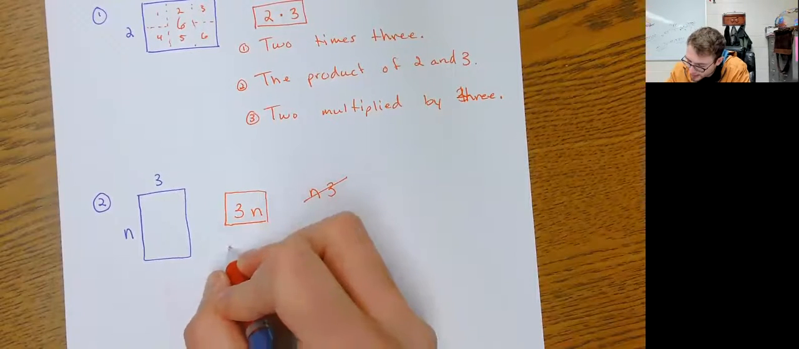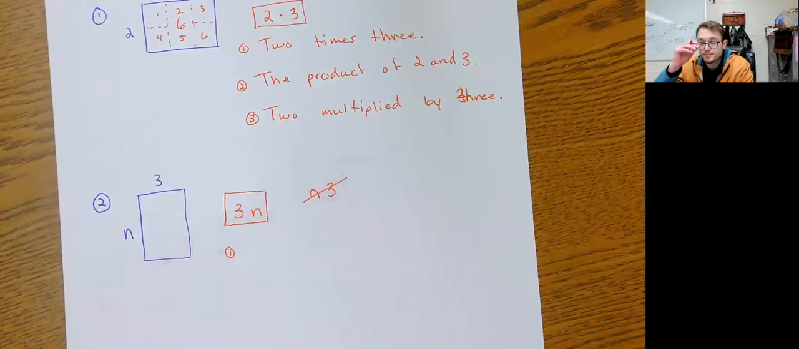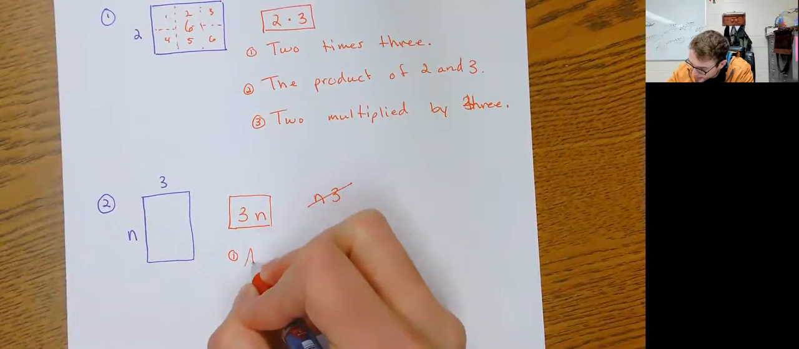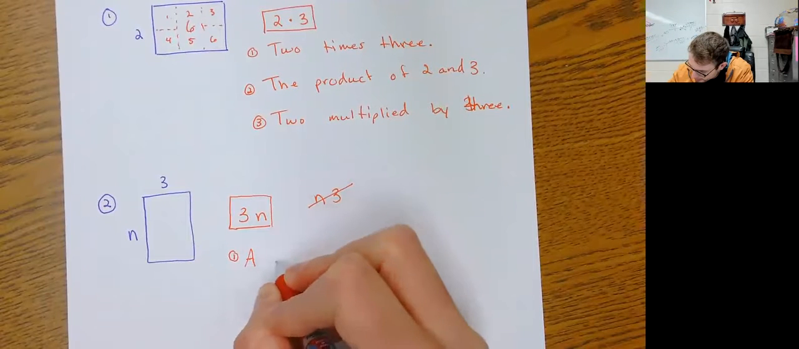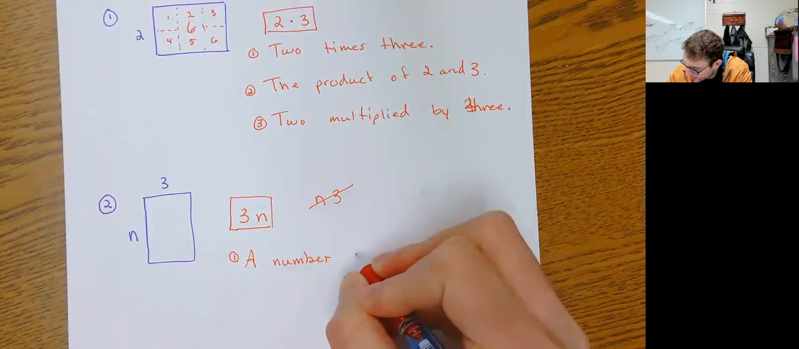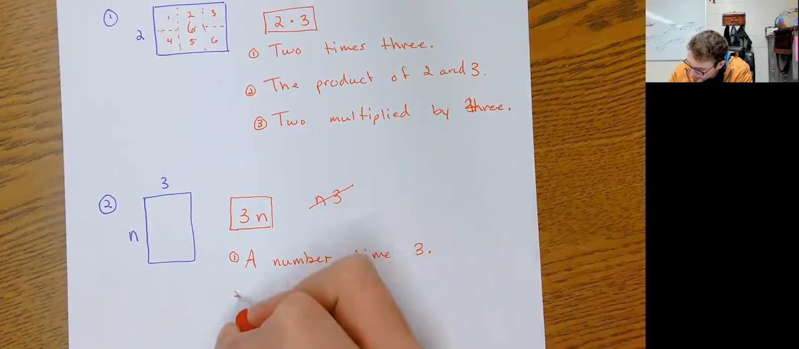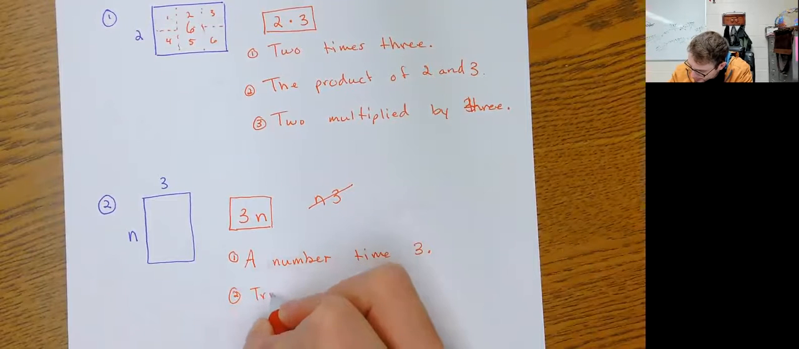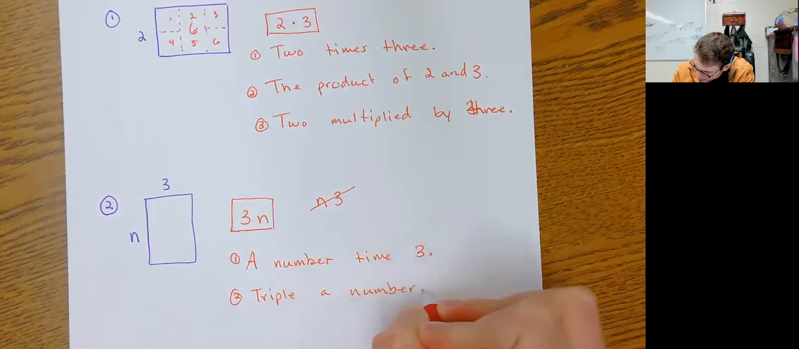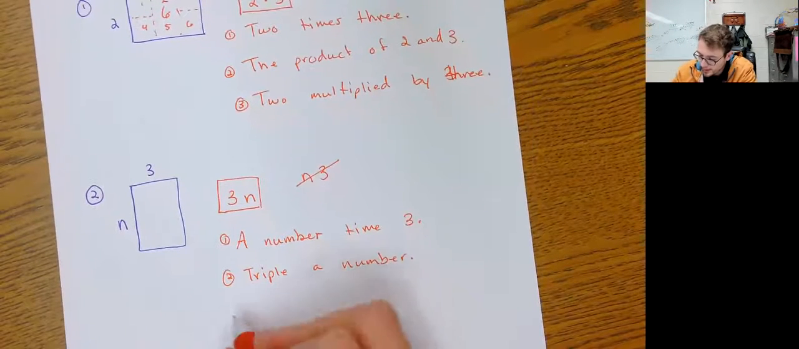Now, what's one way that we could phrase this out? Well, we don't know what n is. N is a number. So that's what we're going to say: a number times 3. Or maybe we could do triple a number. Triple means to multiply by 3. I think that works. Triple a number, 3n.